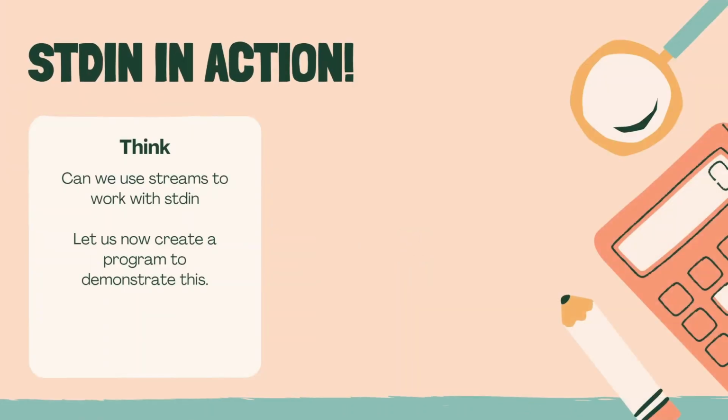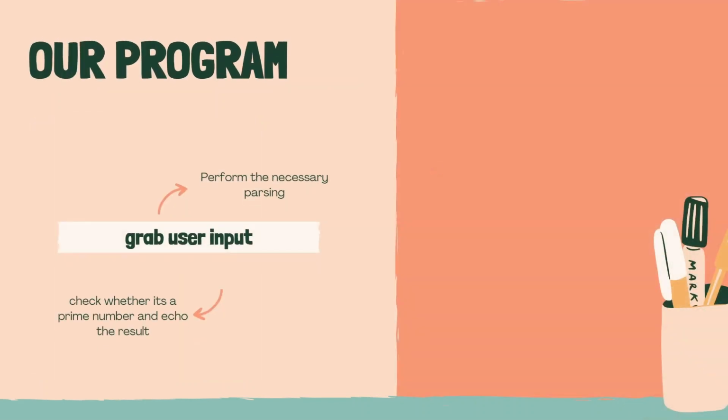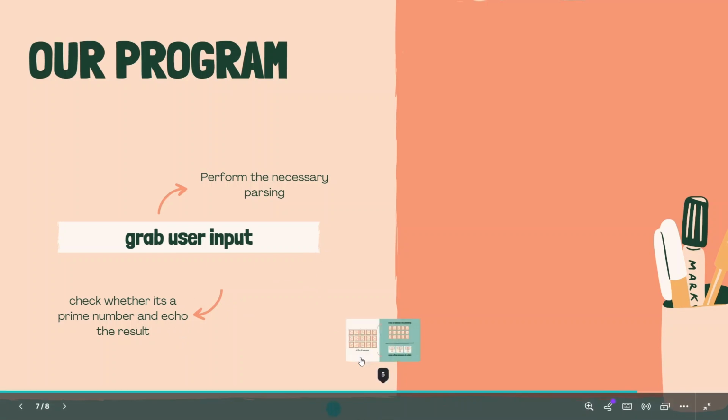Now to the juicy part: the standard in. Can we use streams to work with standard in? Yes. In fact, standard in is indeed a readable stream, and what we've learned so far can now be applied to it. You could use either of the two approaches that we have just seen. So let us now create a program to demonstrate this. Our program will grab user input, perform any necessary parsing, and lastly check whether the input from the user is a prime number, and then echo that result back to the user. All right, so we need to grab user input.